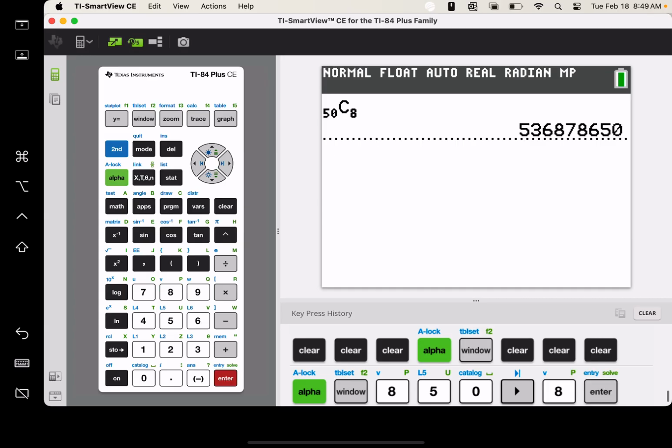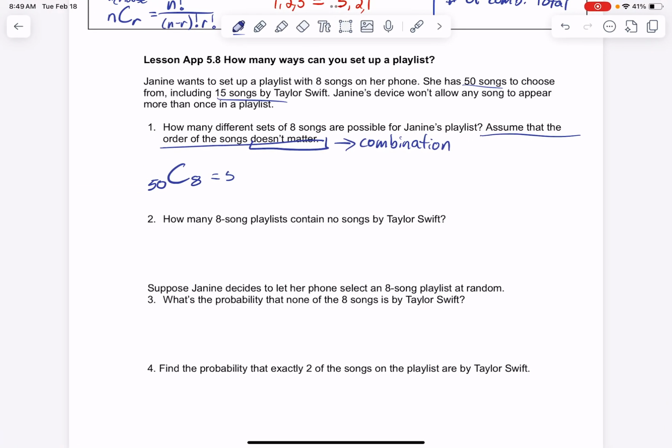And we get a rather large number, 536,878,650. And sometimes, like I said, these numbers can get rather large. Sometimes we might want to put these in scientific notation.